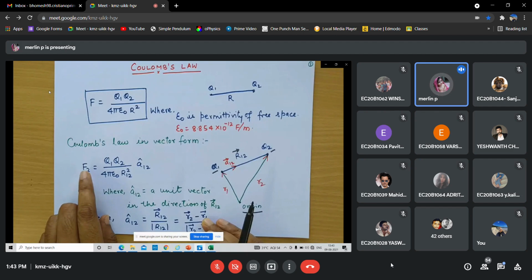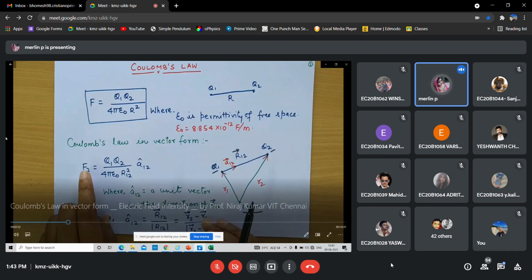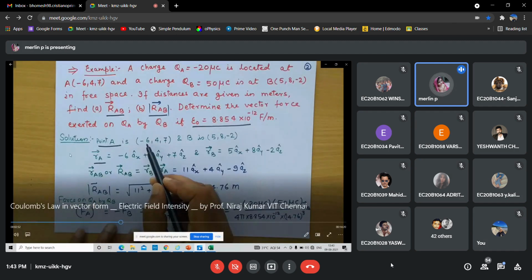For vector form we will use this unit vector. 1 by 4 pi epsilon naught is the constant of proportionality. You all will know that; last class we have studied about this. In the question, you see, they have given a charge of Qa which is equal to minus 20 microcoulomb located at the point A equal to minus 6, 4, 7. They have given a 3 coordinate system.